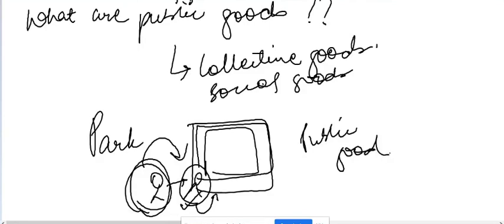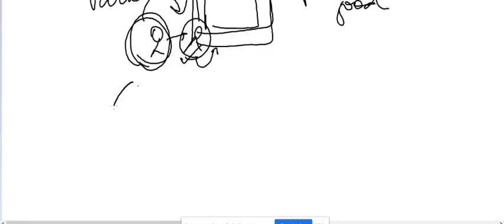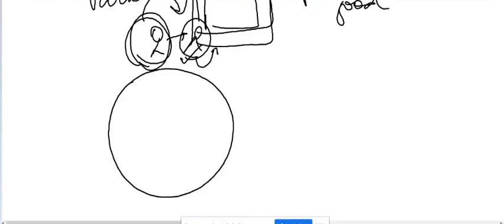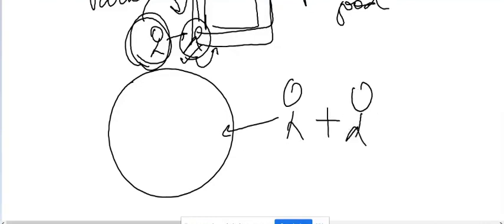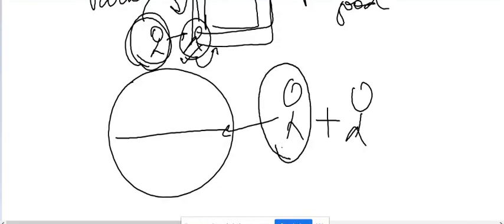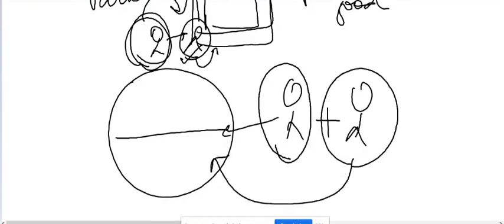Now contrast this with a pizza. I have a pizza, and there is just one individual. He has this entire pizza to himself. If another individual comes to have this same pizza, they might have to divide it. So the consumption of this individual will reduce once another individual comes and wants to consume the same pizza. This is called a private good.